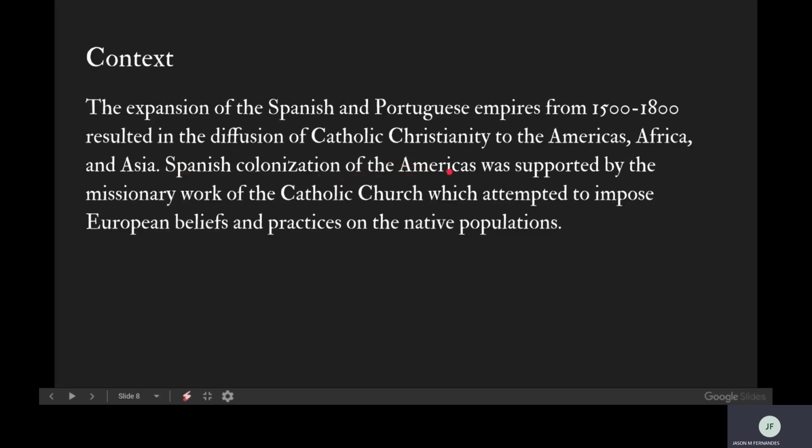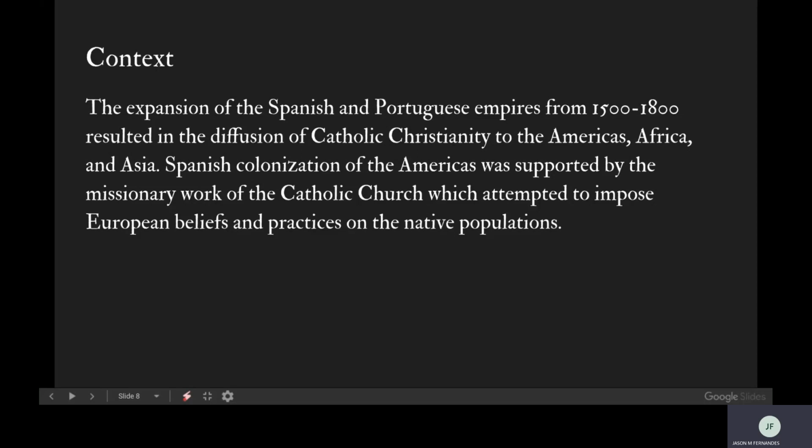Spanish colonization of the Americas was supported by the missionary work of the Catholic Church, right? And what did they do? Well, they attempted to impose these European beliefs and practices on the native populations, which is very helpful for colonizers, right? You have an ally in the Catholic Church, which tries to bring European culture in and transform the way these people live, right? So colonization works hand in hand with the Catholic Church in Spanish America here.